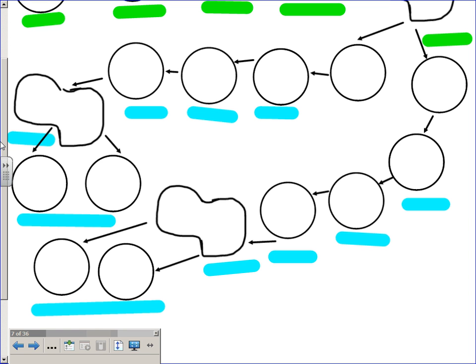Thumbs up when you get your circles drawn. These circles are plant cells or animal cells? Animal cells, definitely, because they are what shape? Circular. Thank you. Okay, let's go ahead and label.